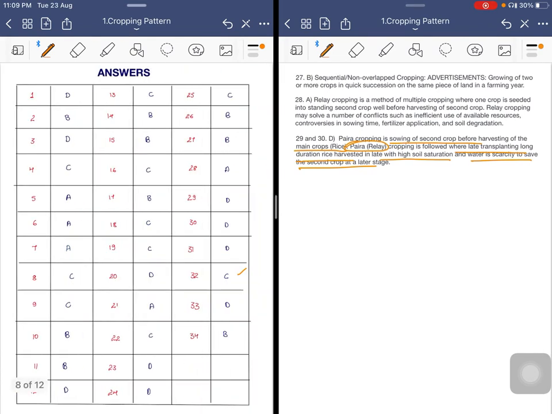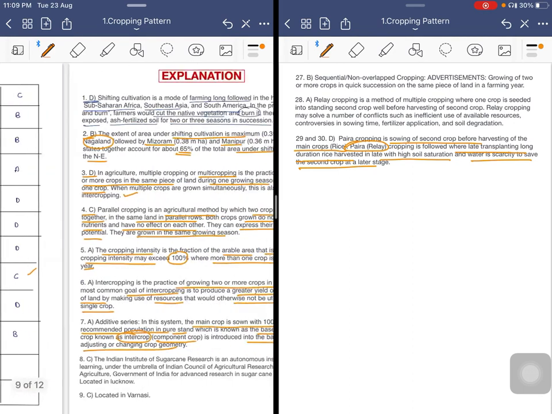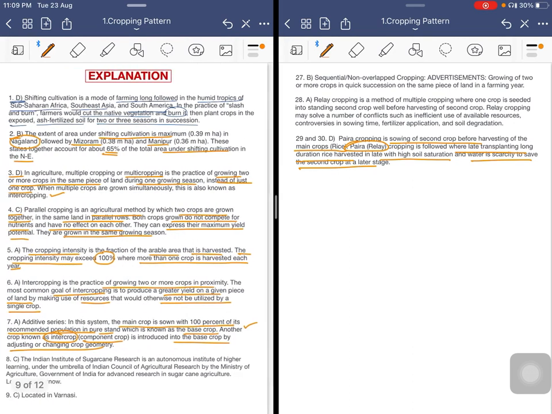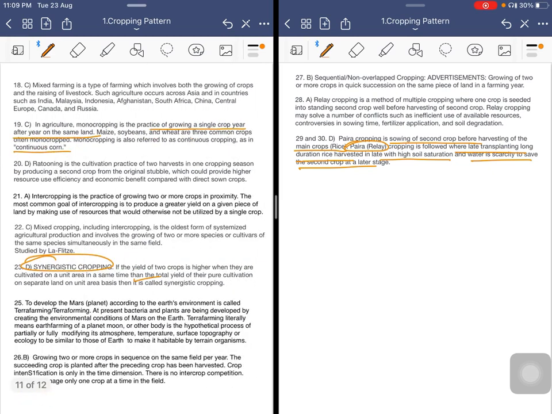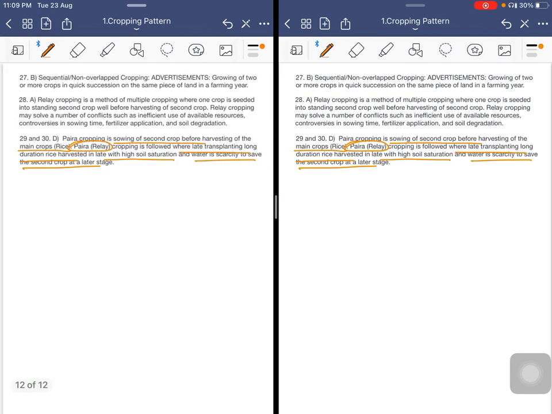These are the answers I have given on a separate page, and this is an explanation sheet. We can refer to these explanation sheets after listening to this class. Thank you.